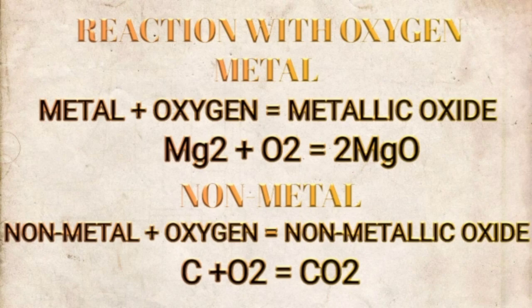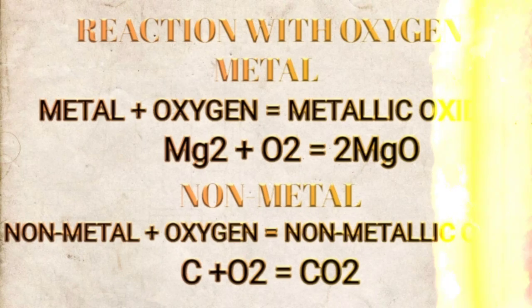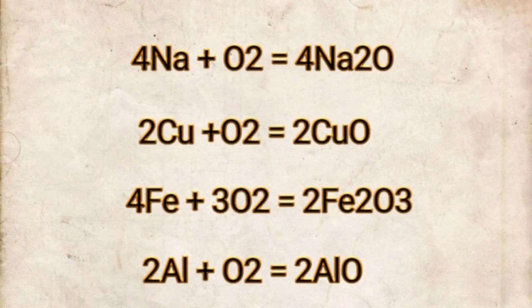We will see more examples in the next slide, but now we will study the reaction of non-metals with oxygen. When non-metal reacts with oxygen it forms non-metallic oxide, which is acidic. For example, carbon plus oxygen forms carbon dioxide. Now let's see some examples of metals reacting with oxygen.